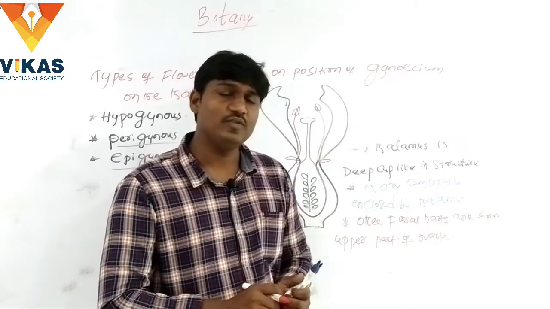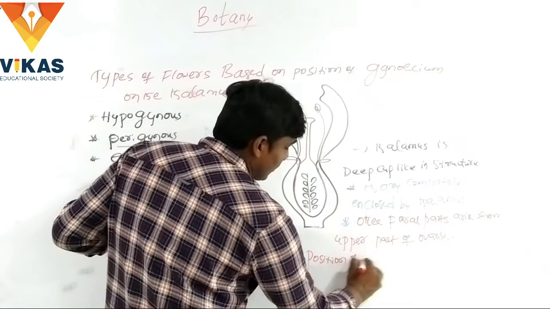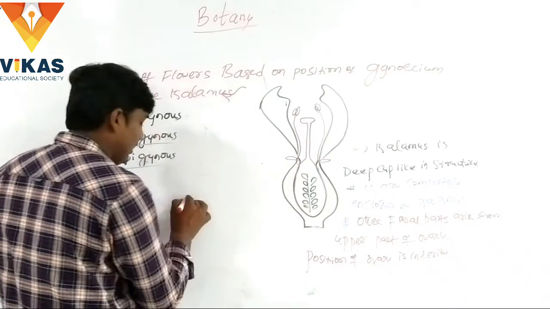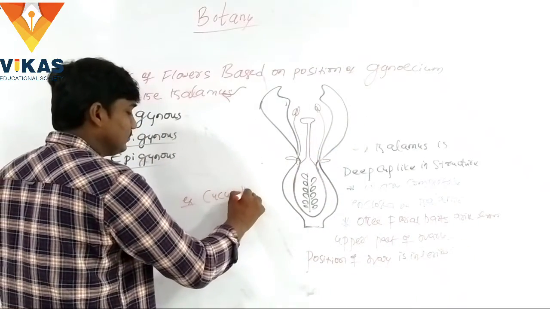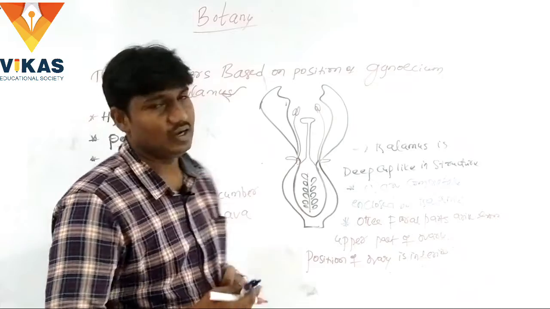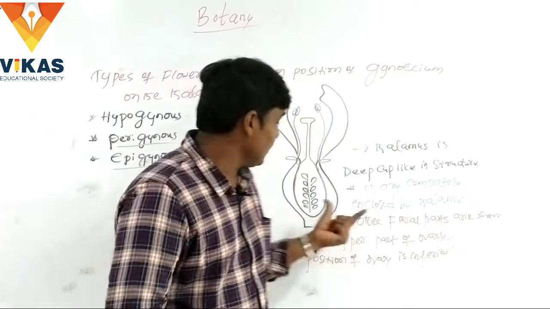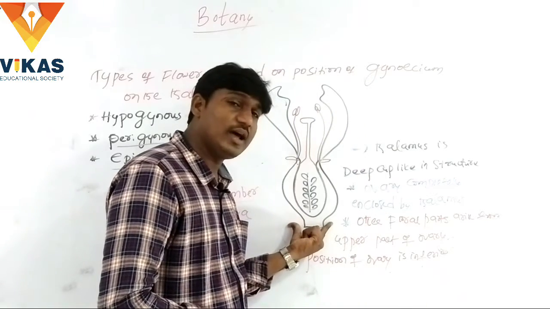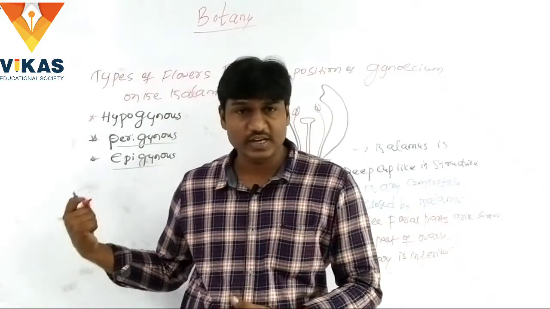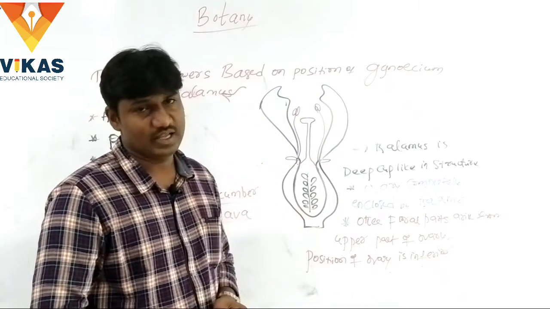Here the position of the ovary is inferior. The examples are cucumber and guava. The thalamus is a cup-like structure in perigynous, whereas it is a deep cup-like structure in epigynous.